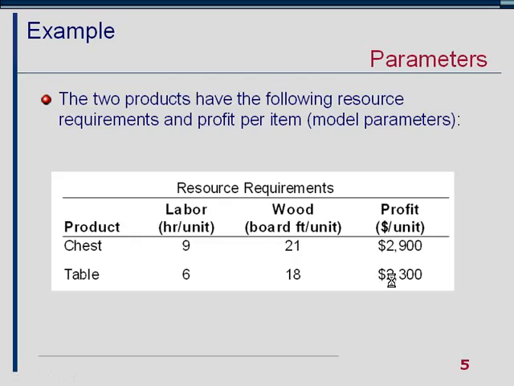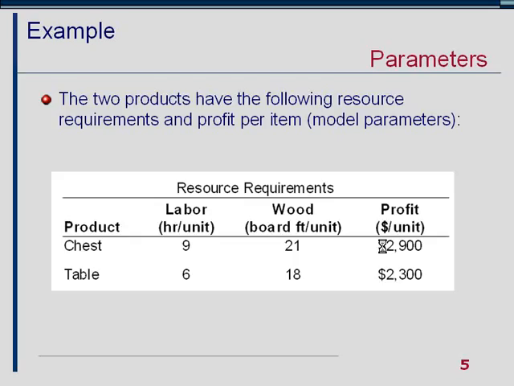Well, the problem is when you look at the resource requirements. A chest requires 9 hours of labor, and a table requires only 6. However, a chest requires 21 board feet, and a table only requires 18. So now the problem starts to get more complicated, because if we were to try to figure out how many hours of labor per unit profit, it would start to get confusing.